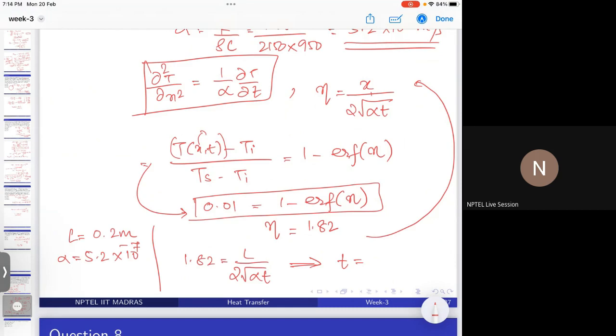You will get t as around 5817.2 seconds. You can verify later, or if you're getting the answer, you can cross check.